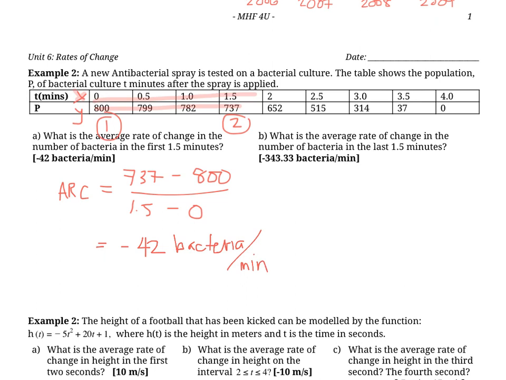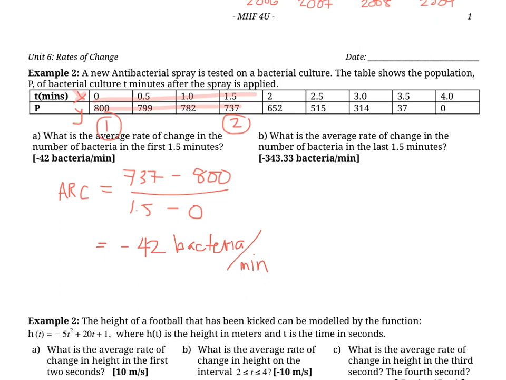Does it make sense that it's a negative value? Well, look at the table and look at the context of the question. It's a bacterial spray that's applied to try to kill the bacteria. So it does make sense that it's negative, because essentially that means the bacteria is dying at a rate of 42 bacteria per minute. There are 42 fewer bacteria per minute in that first 1.5 minutes on average. Okay, so let's go on to the next question.